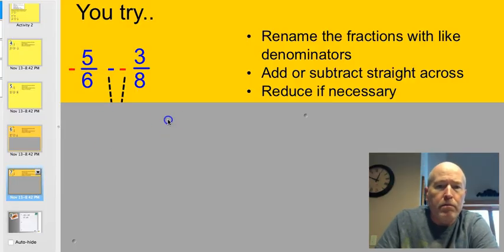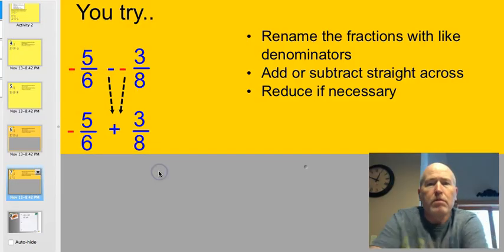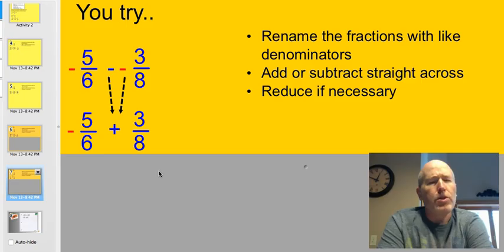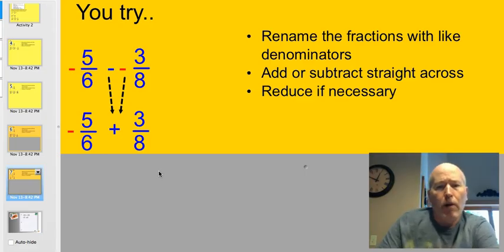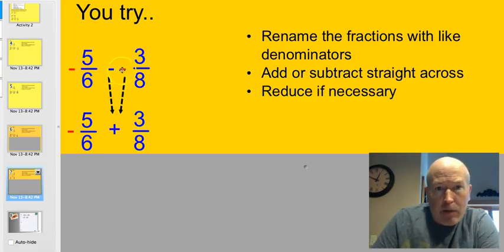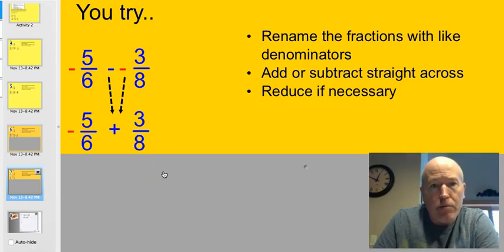Okie dokie. Did you switch those two negatives to a positive? If not, try the problem again. Go ahead and pause it again. All right. Yeah, that's the first thing I did. Whenever I see this minus and negative, I'm just going to rewrite the problem as a negative 5/6 plus 3/8. It's just going to make your life so much easier.